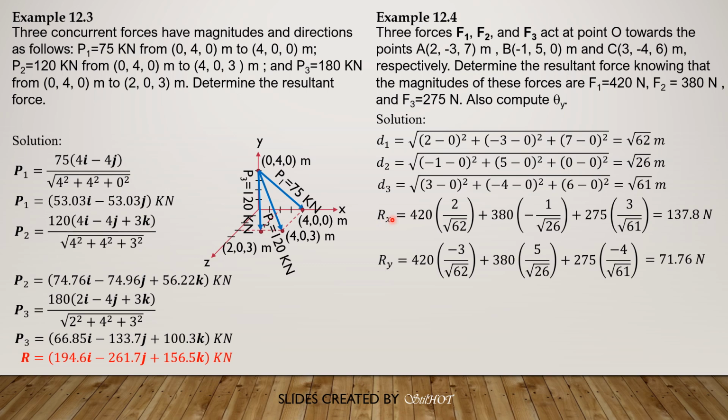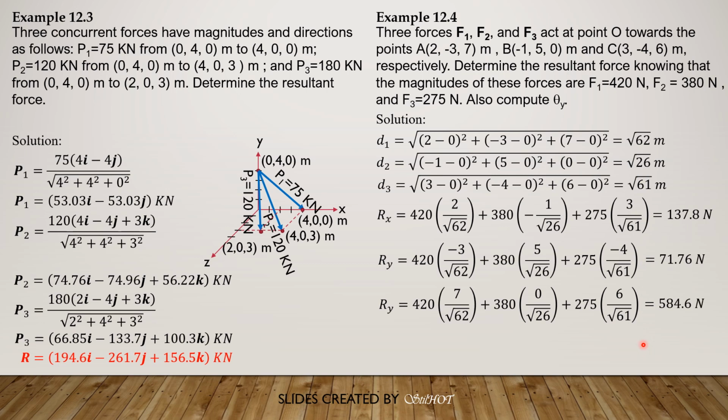So we compute the sum of x components of all forces. So this is the other idea. You can also write each force into vector form and do the same thing as what we did in example 12.3. So Rz is equal to 420 times 7 over square root of 62 plus 380 times 0 over square root of 26 plus 275 times 6 over square root of 61. So that would be 584.6.